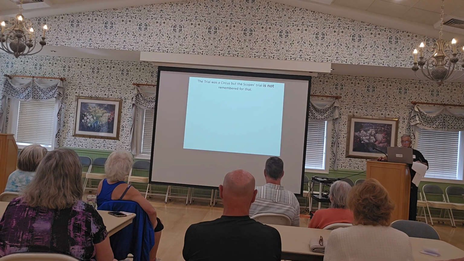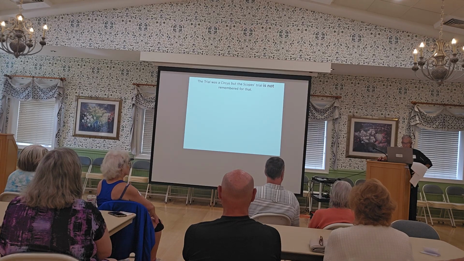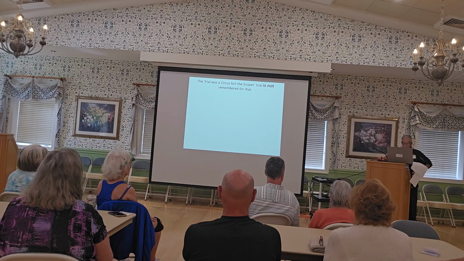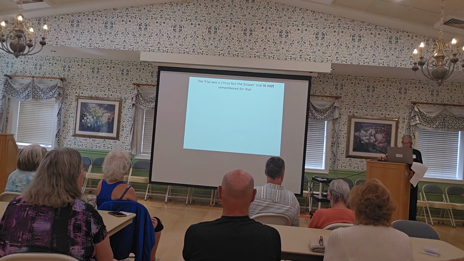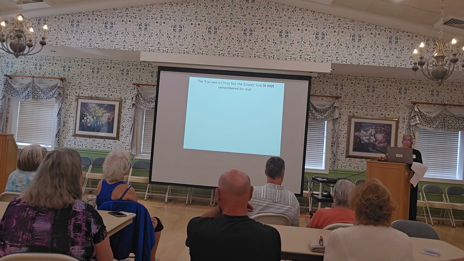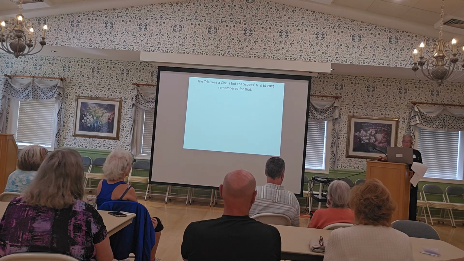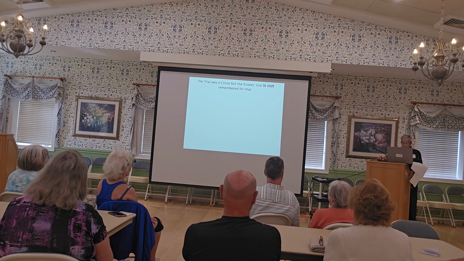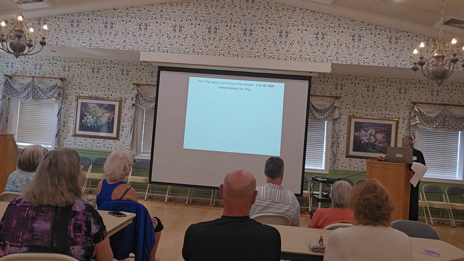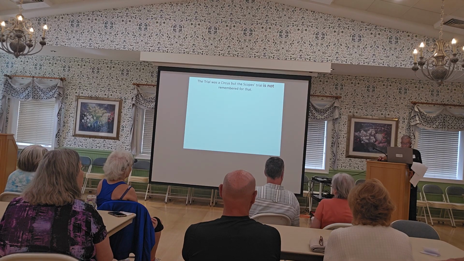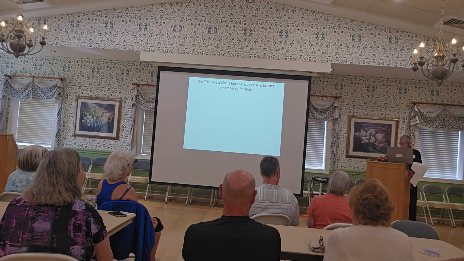The trial was a circus, but the Scopes trial is not remembered for that. A little bit of background about the small town of Dayton, Tennessee, where the trial took place. Dayton, Tennessee was 1 mile long and 6 blocks wide. The chief industry in the town was coal mining, but the coal ran out. The town was shrinking and becoming destitute.